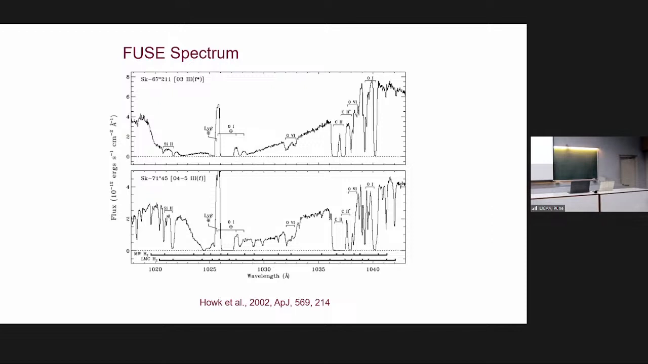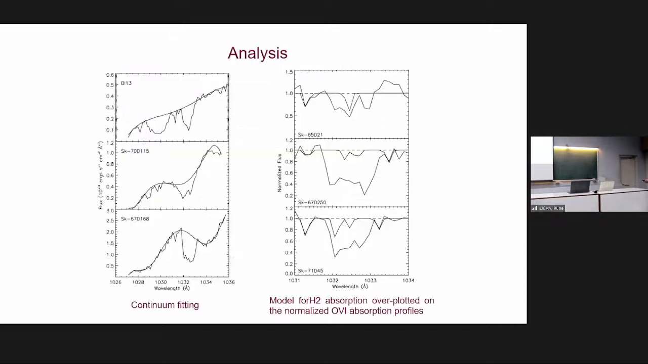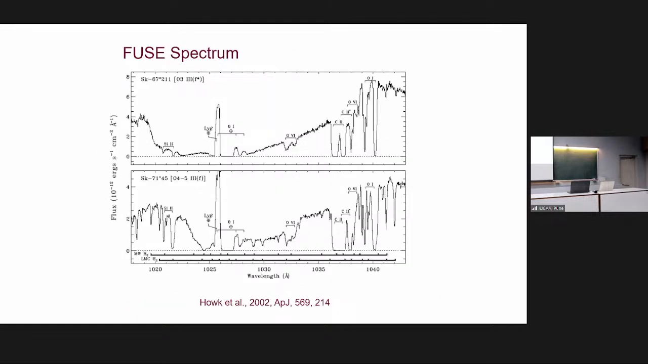So we chose this line, and the next step is to fit the continuum. We did not fit the continuum for the whole thing, which would be very complicated. We extracted a very small part of the spectrum and fitted the continuum in the neighborhood of the O6 line.